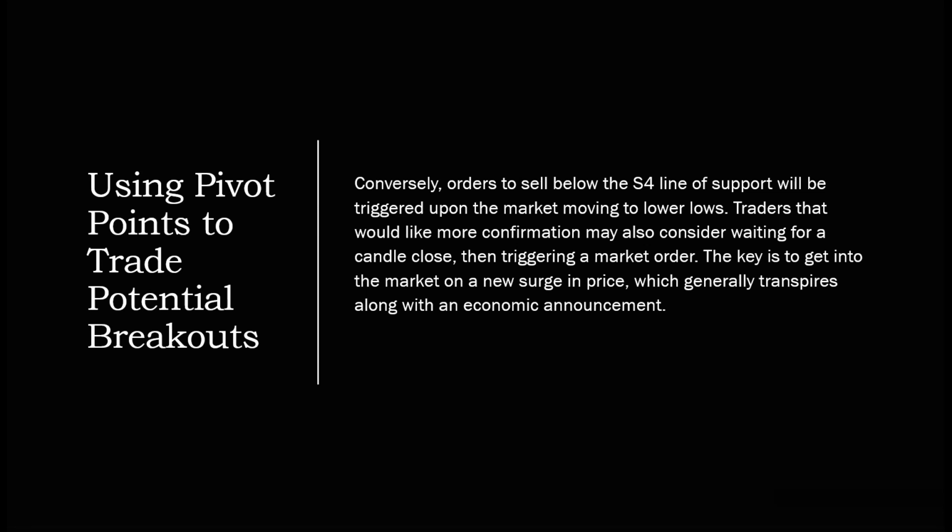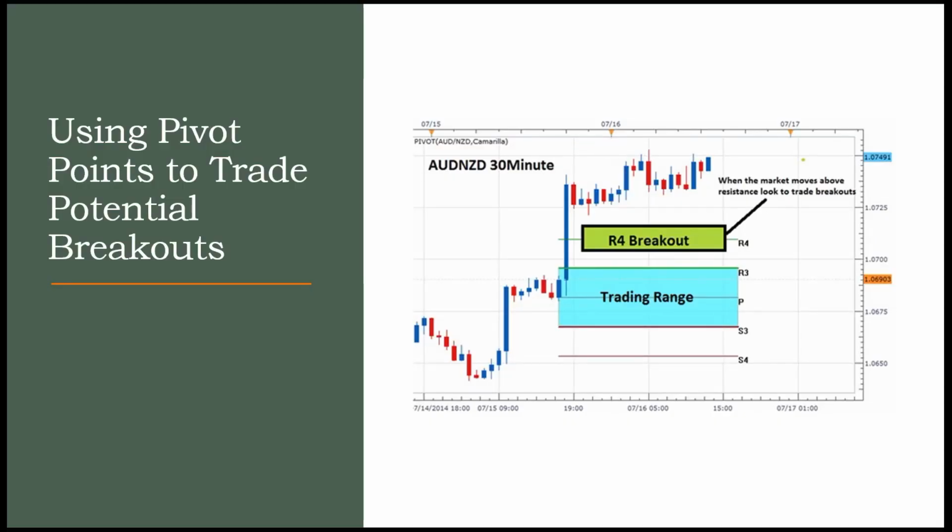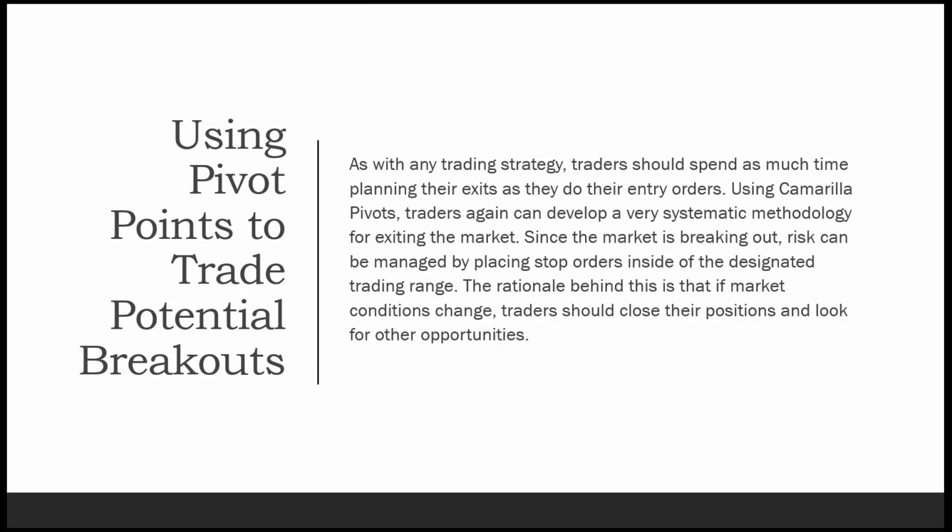Now, you could use an order that's called an OCO, one cancels the other. So if one is executed, it cancels the other out. So here you can see a potential breakout range and where you might want to place your orders.